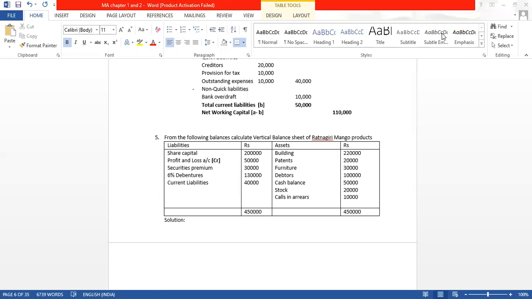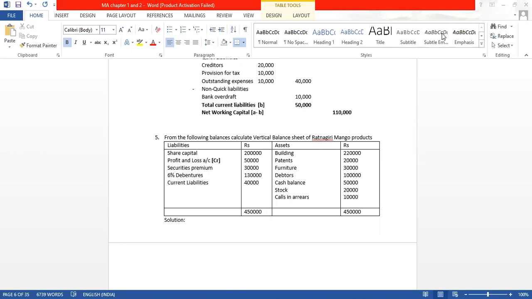Then we have furniture, which is a tangible fixed asset. Then we have debtors, which is a current asset. Cash balance is also a current asset. Stock is a current asset, but it is a non-quick asset, a non-quick current asset. So 20,000. Then we have calls in arrears.